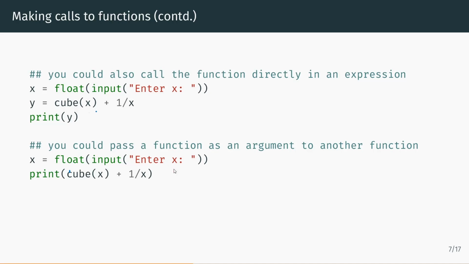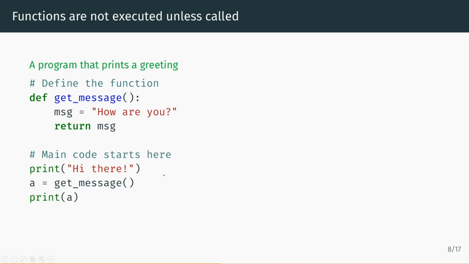Now, functions are not executed unless called. This is an example of a program that prints a greeting, and the greeting is how are you. That's the function, and again we must define the function get message before we call the function. So this must be first, and only then we can call the function.